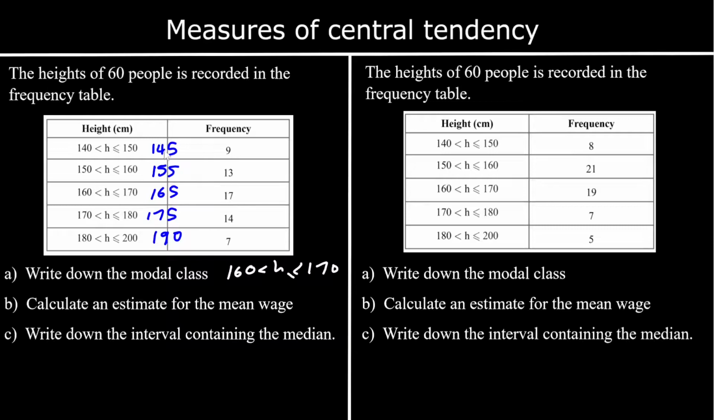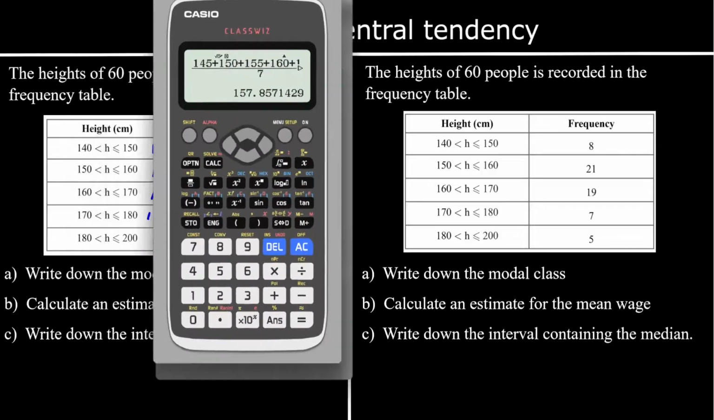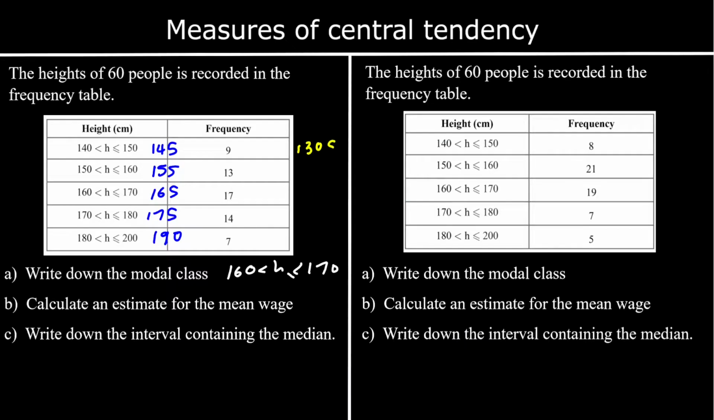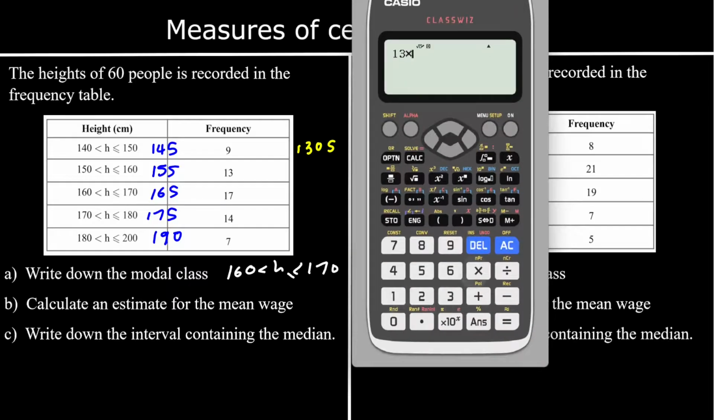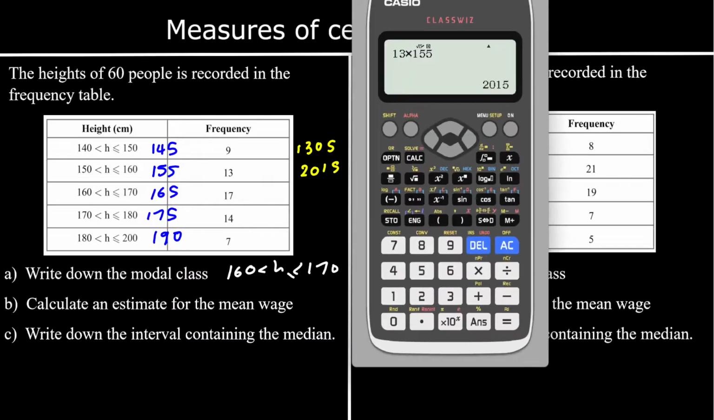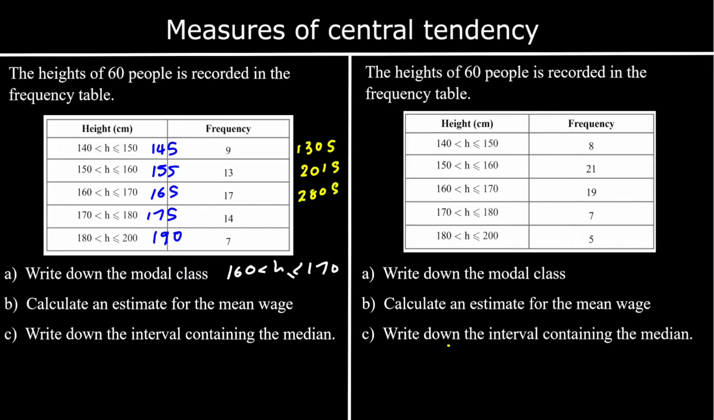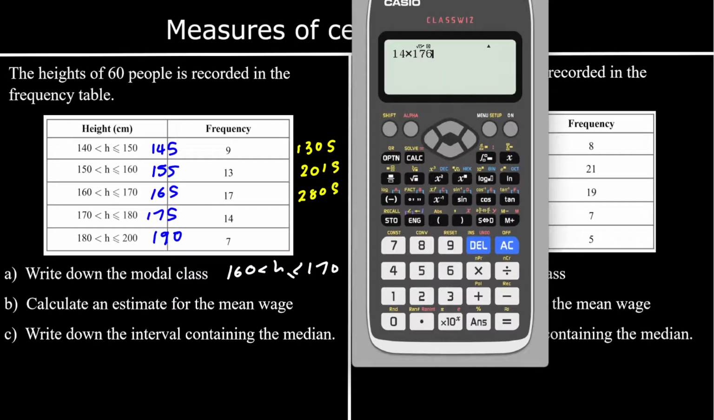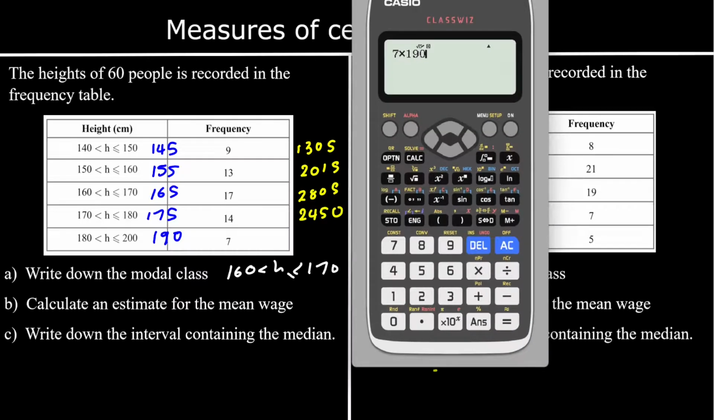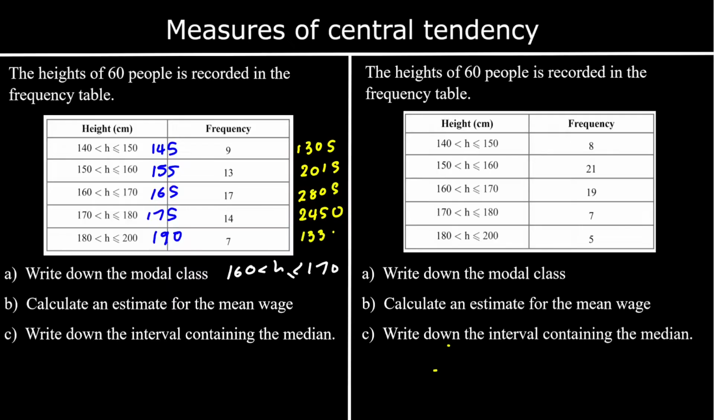And then we're going to add them all up. So we've got 9 145s. So 9 145s, that's 1,305. 13 155s, 2,015. 17 165s, 2,805. 14 175s, 2,450. And 7 190s, 1,330.